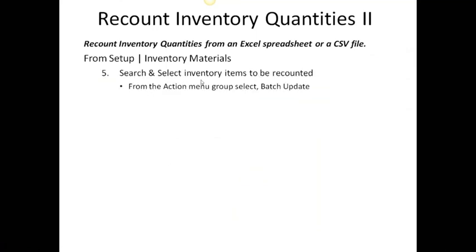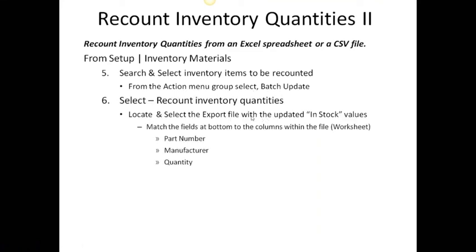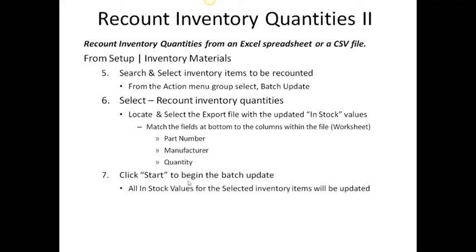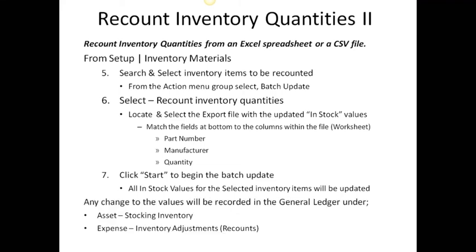Okay, select search and select for the items to be recounted. From the action menu group, select your batch update. Select the recount inventory quantities. Align the columns with the fields at the bottom. Click Start, and all your stock values are going to be updated. One note of caution, like everything else when we started this inventory, all your changes in the values will be recorded in your general ledger, and it's going to hit 2 accounts. One is your asset account for stocking inventory. The other is your expense account for inventory recounts.